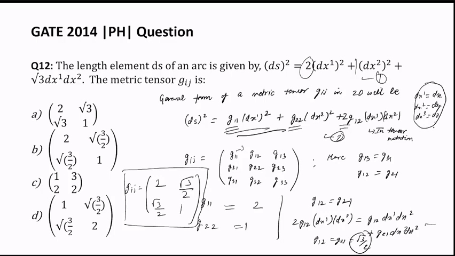So out of all these options, option B is correct. Remember that this root is a root 3, so option B is correct. So this is how you solve this question.